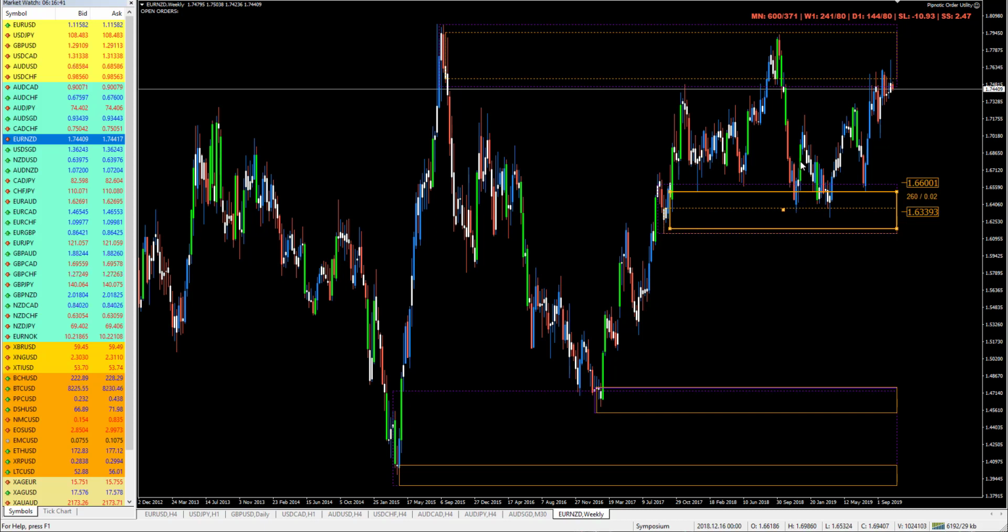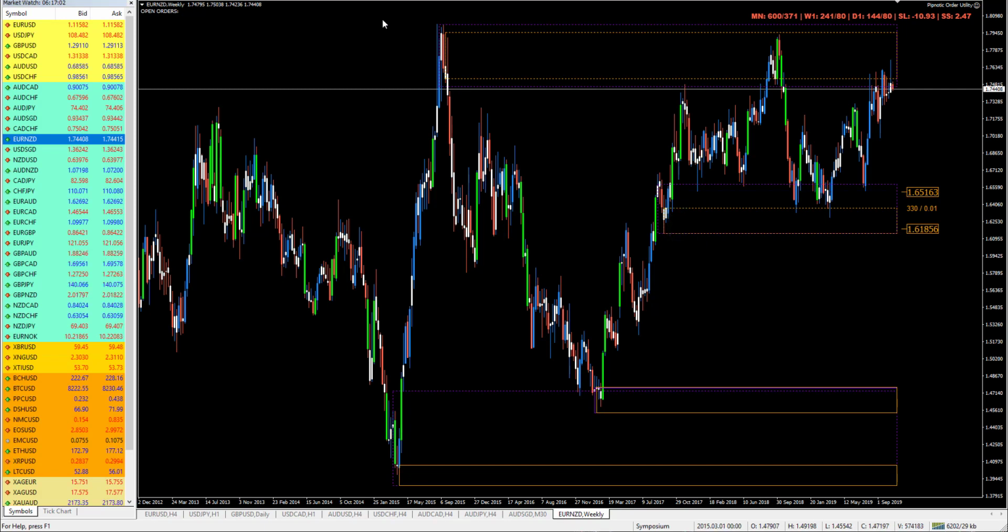Times 2. We tested that once. We tested it twice, a little bit deeper, and then we left. This one is gone. The area that took this one out. Well, it hasn't really gone. You can see that we just had wicks above it. This is just a gap kind of thingy. So it's kind of a difficult one.